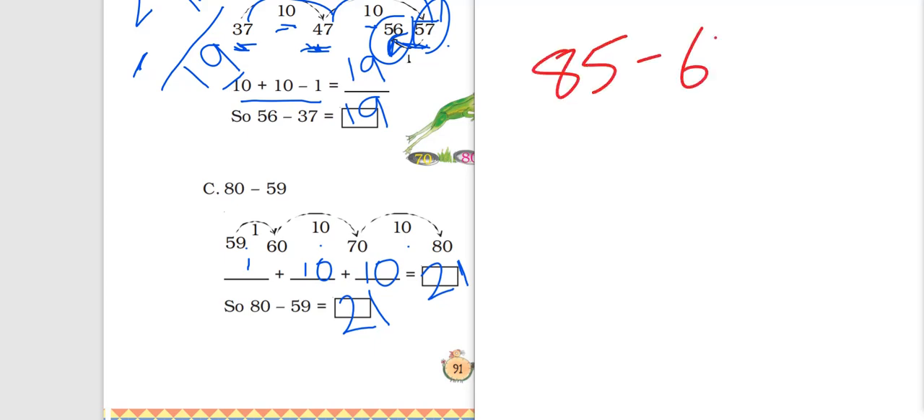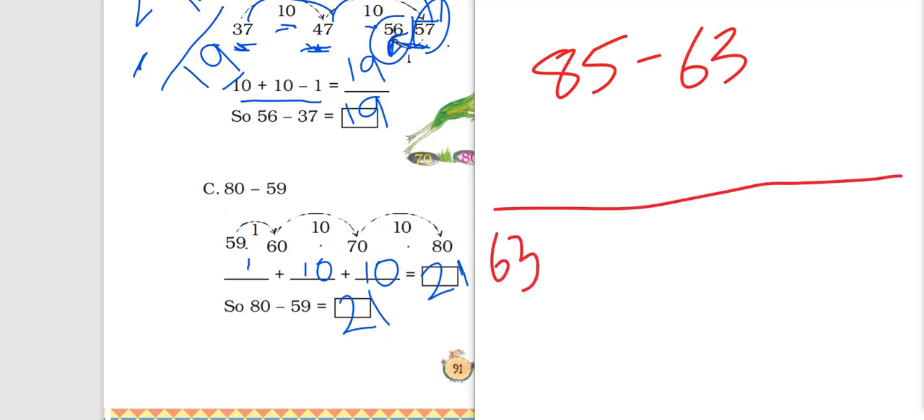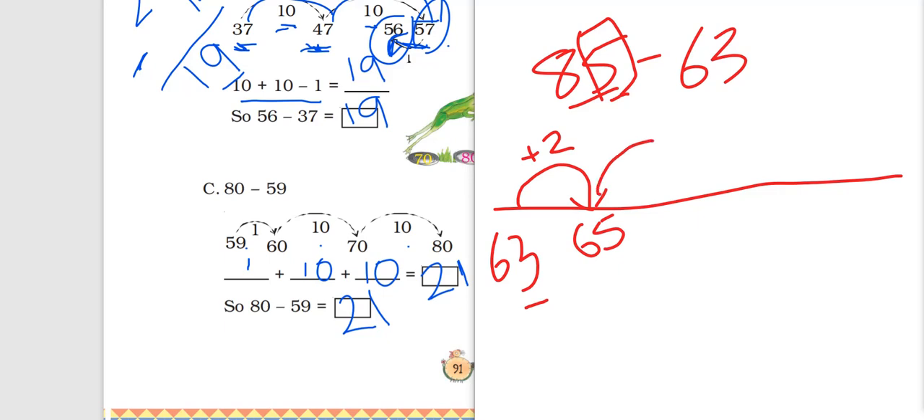85 minus 63. Let's start at 63. And since we have to go to 85, we have 5 in the ones place. We are starting with 3 in the ones place. So in order to come at 5 in the ones place, from 3 we need to take 2 steps. If we add 2, we come to 65. Now we added 10 to 6 tens. We have 6 tens over here, we add another 10, we come to 7 tens, and write the same number of ones, which is 5 ones.